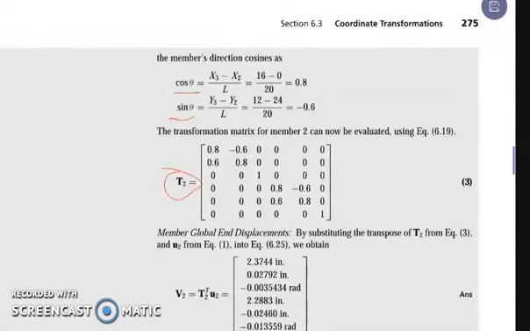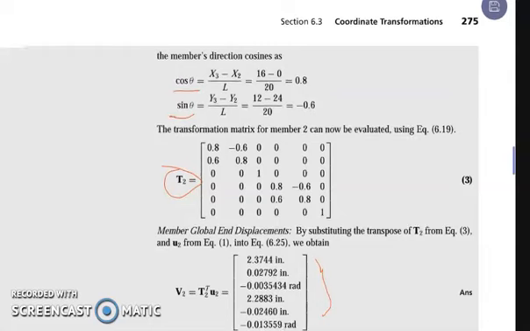Therefore, since we are given our member end displacement in the local coordinate system, we can transpose the transformation matrix. Which means that our member end displacement in the global coordinate system is given by this. As we substitute, this is now the equivalent value for our member end displacement in the global coordinate system.